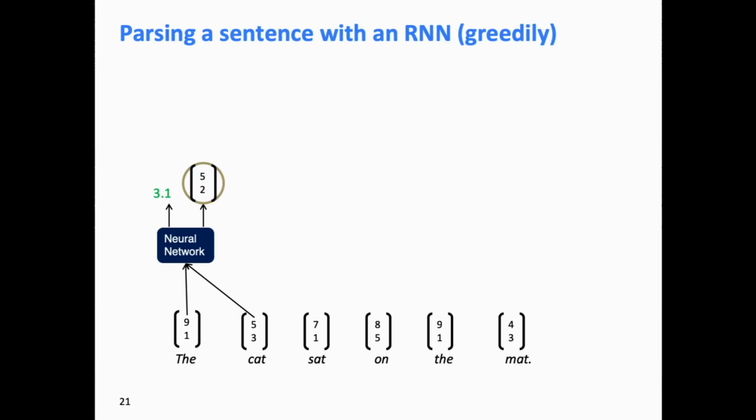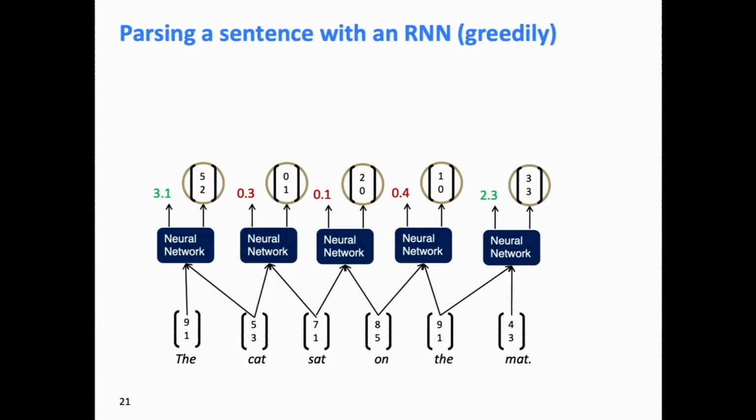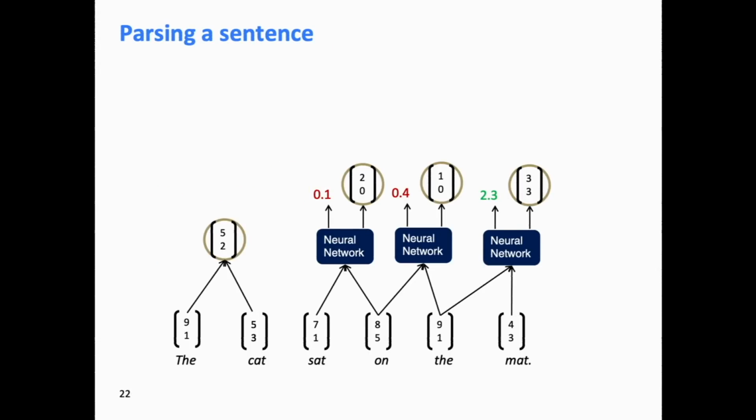It'll get a score and a meaning representation. And we could try doing that for cat and sat, for sat and on, for on and the, for the and mat. And then at this point we'd say, okay, the best phrase that we can make combining these word vectors is the one for the cat. So let's just commit to that one, and it has this semantic representation.